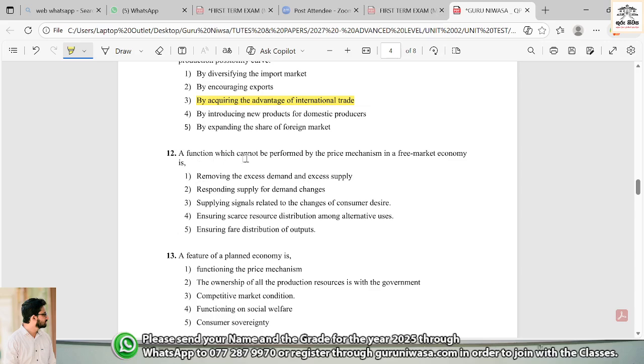A function which cannot be performed by the price mechanism. Price mechanism means a nice gentleman. It can do many things, right? It can make the economy efficient, and especially solve basic economic problems in a free market economic system. Price mechanism does so many functions. This question is asking for the function which cannot be performed by the price mechanism.